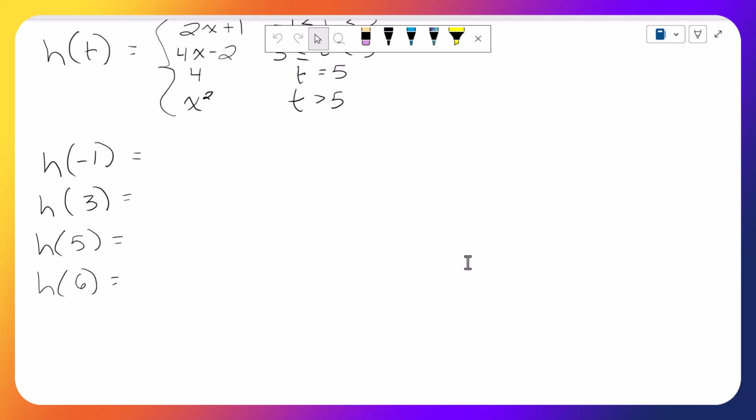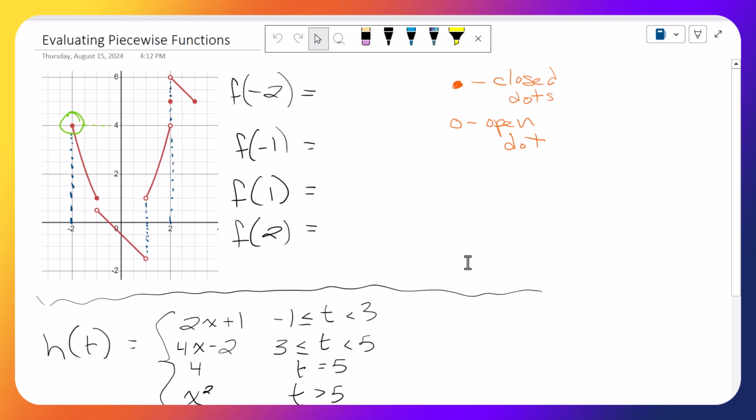Okay. Sorry, I just scrolled down. Oh, let me get rid of that.